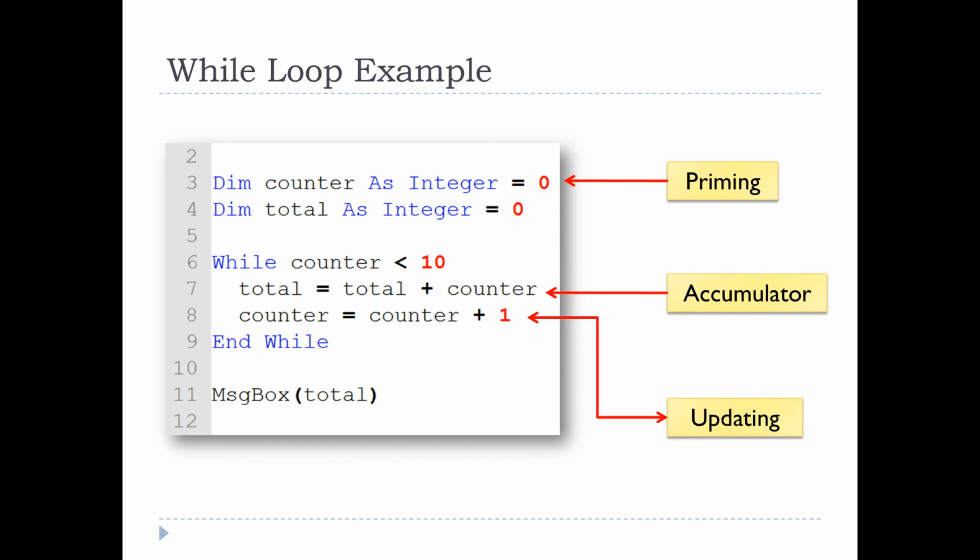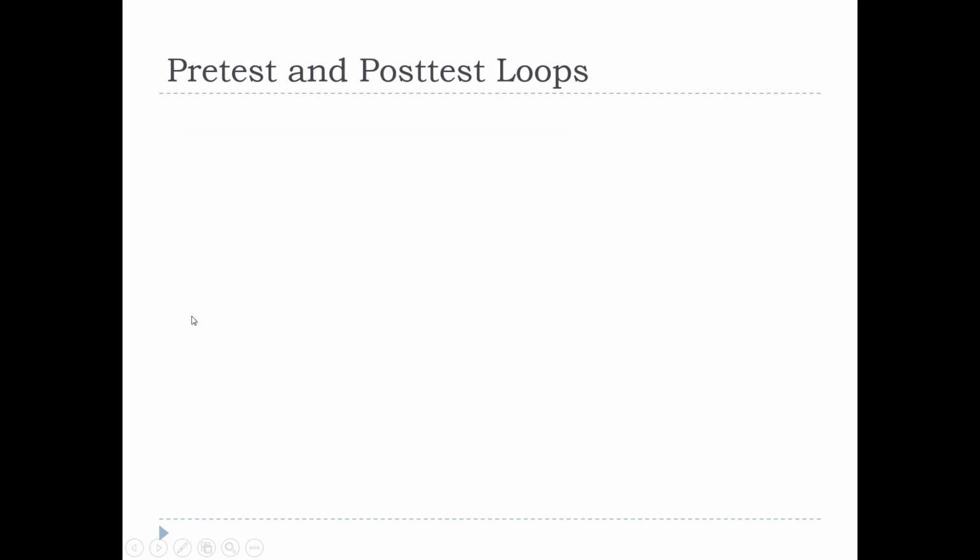It will look very identical in most languages. Okay, like in Java, C, C++, JavaScript, PHP. They all look very similar, except you don't have the word end while. You would say while counter is less than 10, put a curly brace here, and then at the end you put a curly brace to close that. Okay. So a pretest and a post-test loops.